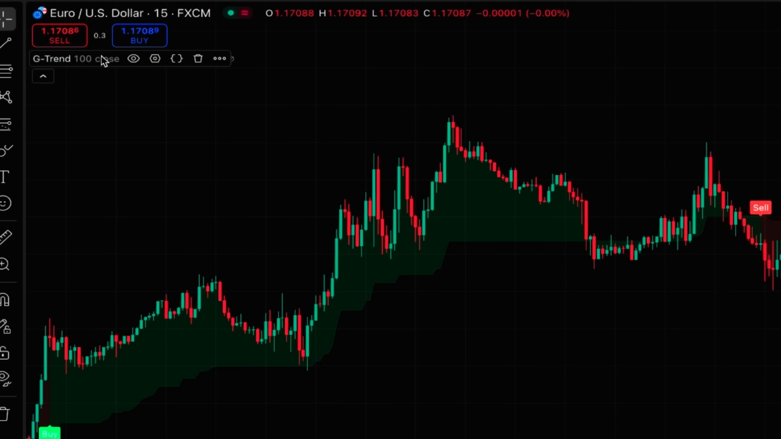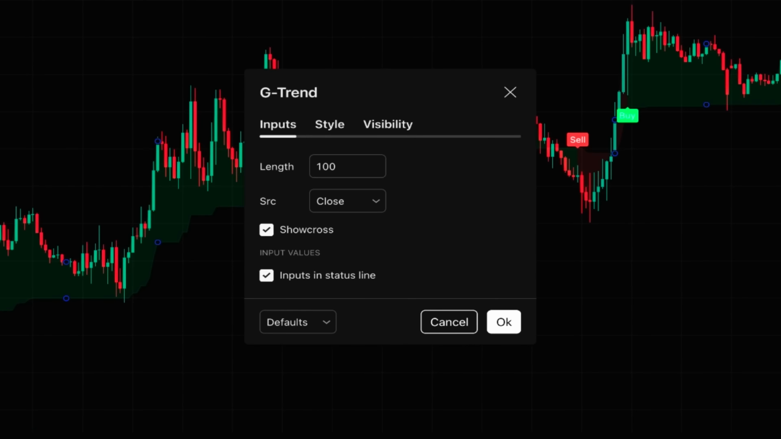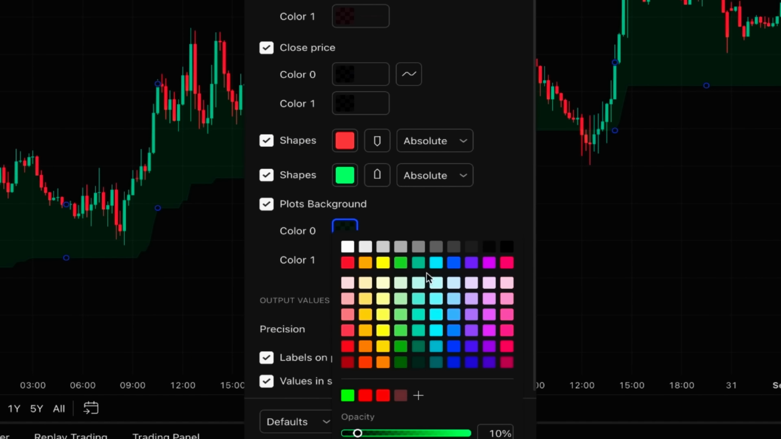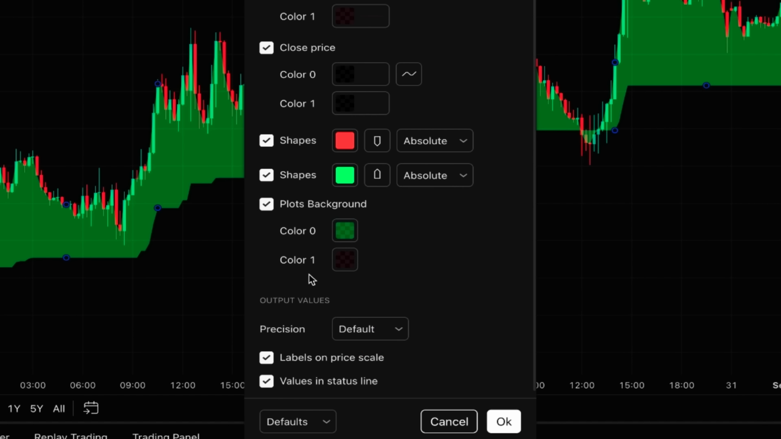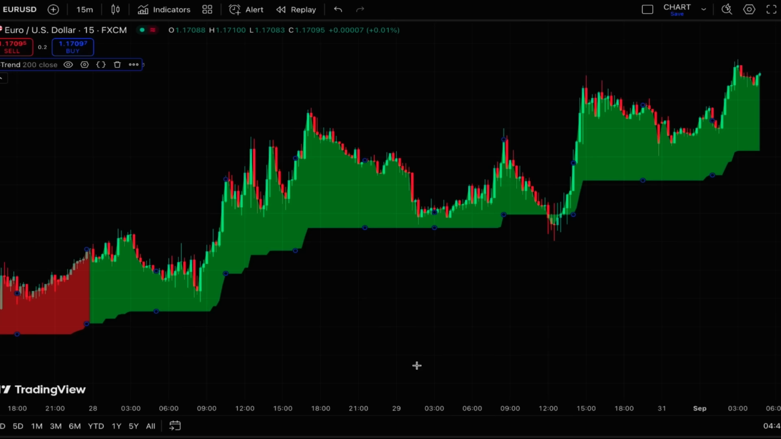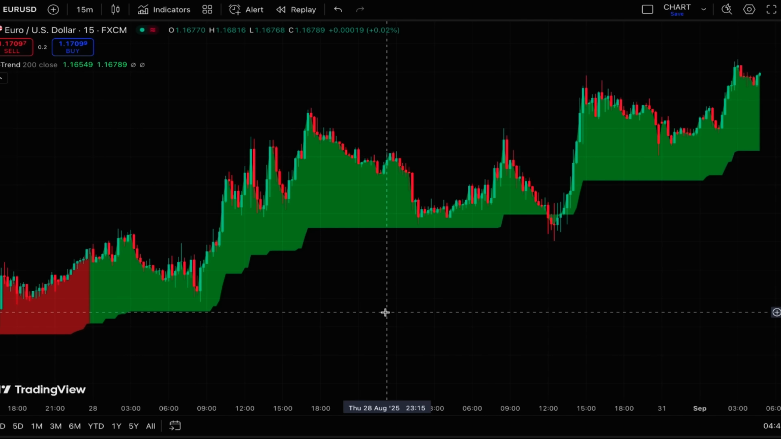So here we go to the settings of the indicator, and first for the length we set it at 200, and then here we turn off showing the signals, and after that we go to the style tab, and here for the background we increase the opacity to 40%, so the ribbon on the chart will be better visible. Alright, we are done with the settings of this indicator, and now we need to add the second indicator.